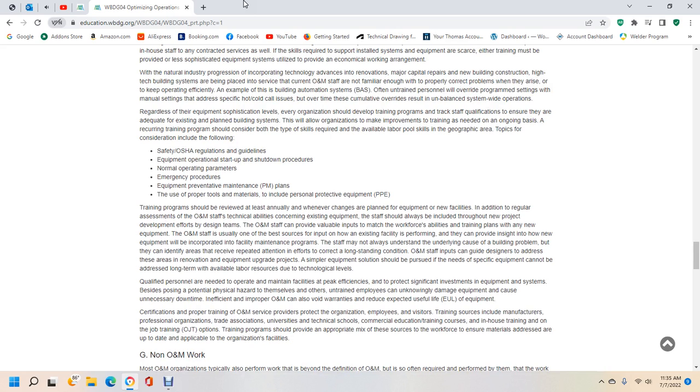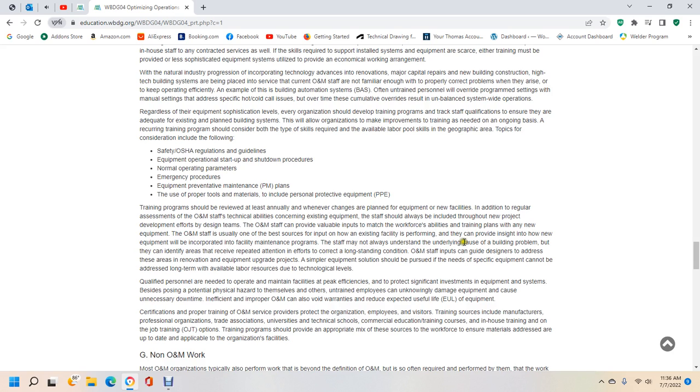Training programs should be reviewed at least annually and whenever changes are planned with the equipment or a new facility addition, with a regular assessment of the operation and maintenance technical abilities concerning existing equipment. Staff should always be included throughout new project development and the efforts of the design team. Operation and maintenance staff can provide valuable input on managing the workforce, abilities, training plans, and many aspects of the new equipment and the operation and maintenance plan. Staff is usually one of the best sources of input on how existing facilities are performing. They can provide insight into how new equipment is incorporated into the facility management program.